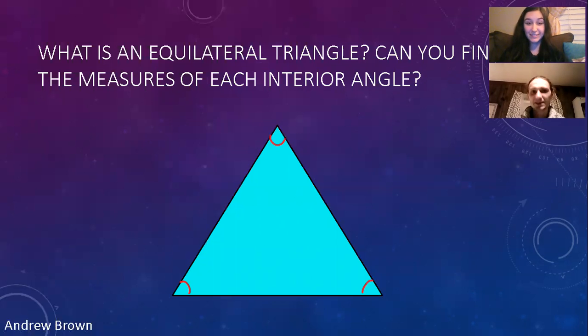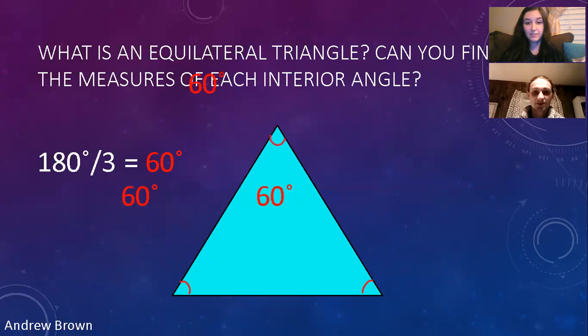So that makes sense. It's pretty easy. We can find the measures of those interior angles just as easily. We know that the interior angles of a triangle must add up to 180 degrees, right? Right. So since there are 3 interior angles, all you have to do is divide the 180 degrees by 3, and you get 60 degrees for each of those angles. Okay, perfect.